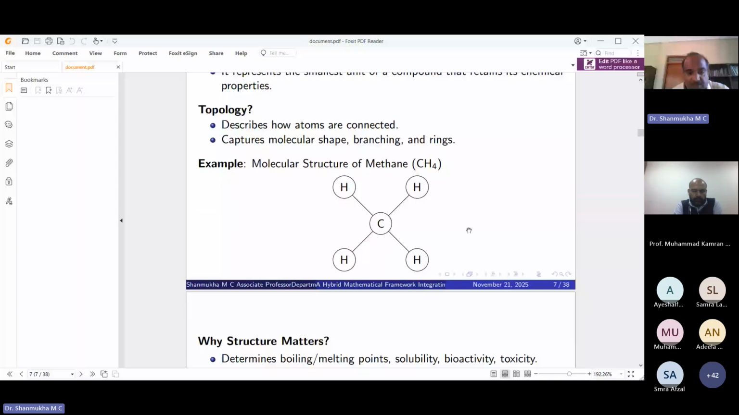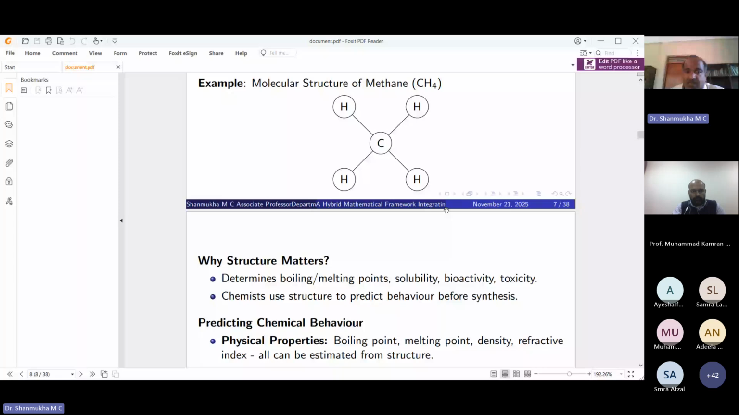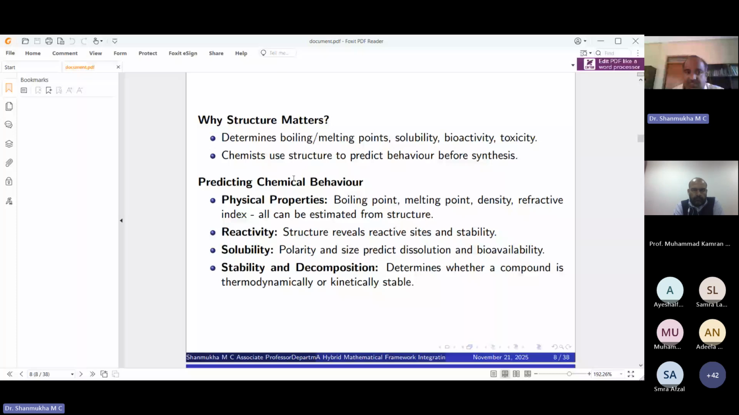So why does structure matter? It determines boiling or melting points, solubility, bioactivity, and toxicity. And chemists use structure to predict behavior before synthesis. Then predicting chemical behavior, physical properties. Already we know that physical properties of a chemical compound, commonly boiling point, melting point, density, and refractive index, can all be estimated from the structure of the molecule.